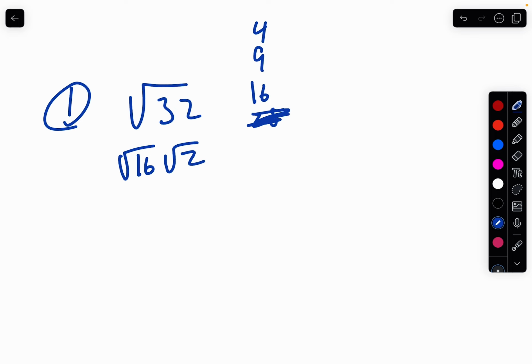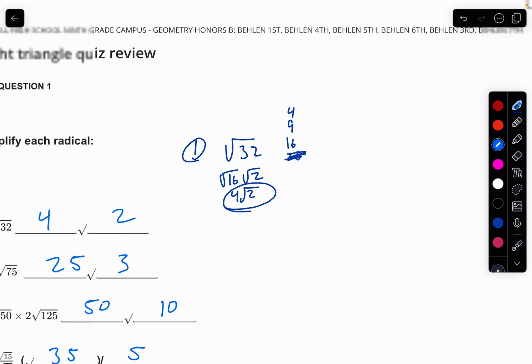Why do we do that? Well, what is the square root of 16? The square root of 16 is whole number 4. So 4 root 2 is the square root of 32.